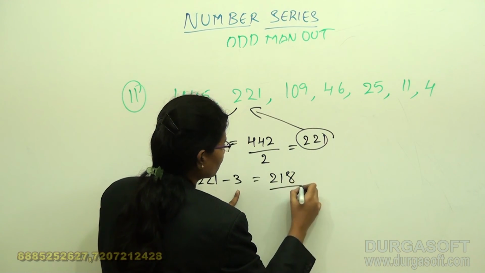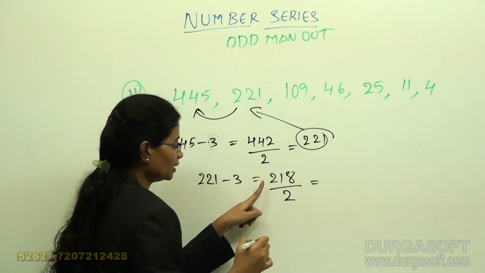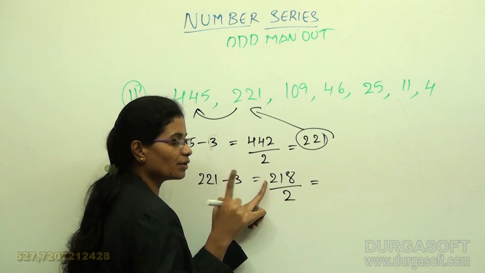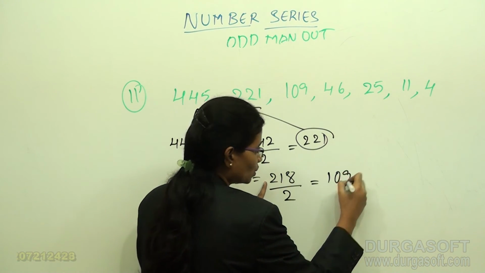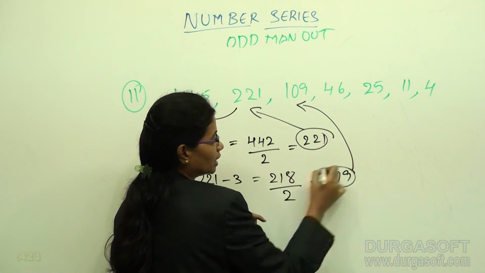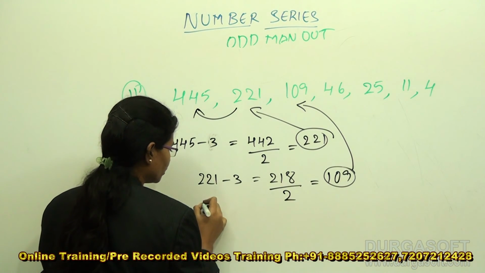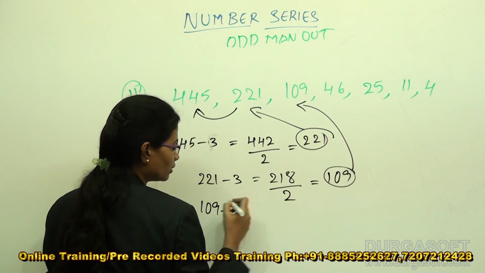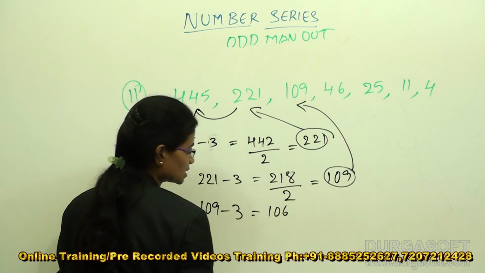From 218, if I make it into 2 parts, then I am getting 200 as 2 parts, so 1 part is 100 and 18, it is 9. So 109. So I got 109 here. It is the same. And for 46, I have to try with 109. From 109 I have to subtract 3. So it is giving 106.